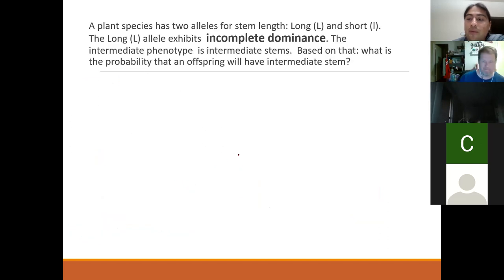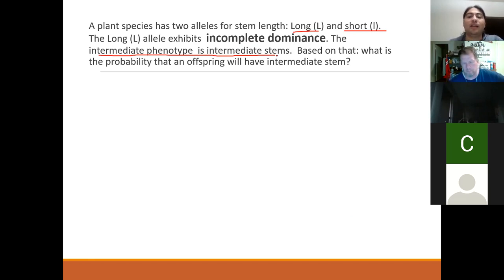On the other side, we have something with incomplete dominance. In the case of incomplete dominance, remember we are going to reach something like an average, so we're going to get something in between. That's an experiment that Mendel also was trying to do. We have the stem length of the pea plants, and they have the long with the capital L and the short lowercase l. So the long is going to exhibit incomplete dominance, which means that the intermediate phenotype is going to be a middle size stem.